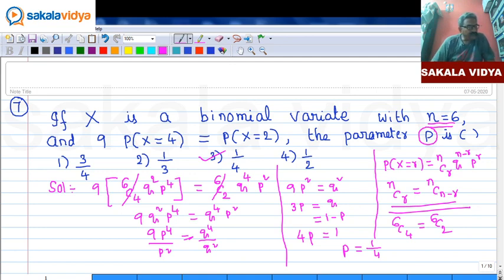How do 6C4 and 6C2 get cancelled? Okay, I will explain once again. nCr equals nC(n minus r). Here n is equal to 6, r is equal to 4. 6C(6 minus 4) is 6C2. Both are same. So, I cancelled 6C4 and 6C2.